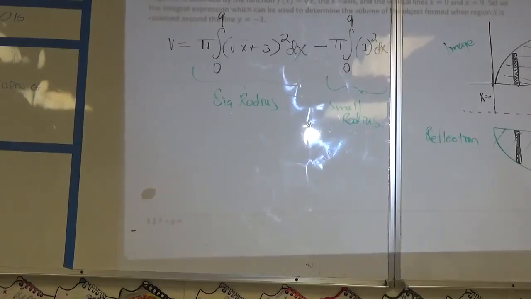Yep. Could you explain the square root of x plus 3 part? So when you're determining the length of the rectangle, you do top minus bottom. So from square root of x all of the way down to -3. So square root of x minus -3. Top minus bottom.